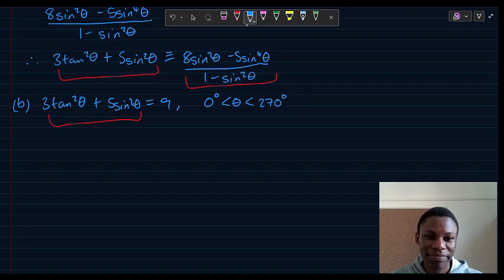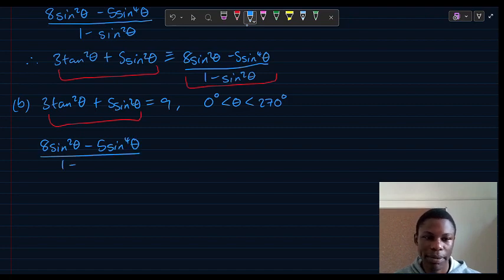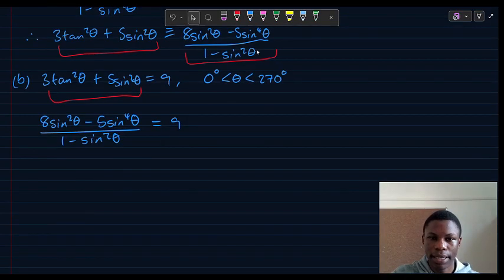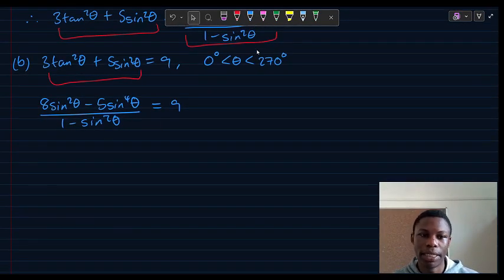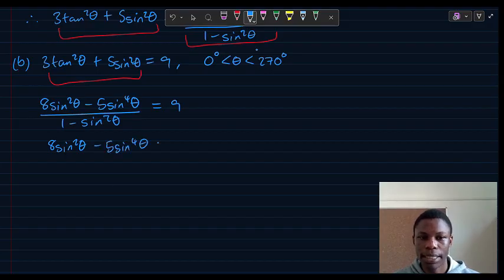And so 3 tan squared theta plus 5 sine squared theta, we know that we can rewrite that as 8 sine squared theta minus 5 sine to the 4 theta, all over 1 minus sine squared theta. And this is equal to 9. We've just replaced the left-hand side. And now I want to get rid of the denominator. So I'll multiply both sides by 1 minus sine squared theta. So 8 sine squared theta minus 5 sine to the 4 theta is equal to 9 times 1 minus sine squared theta.